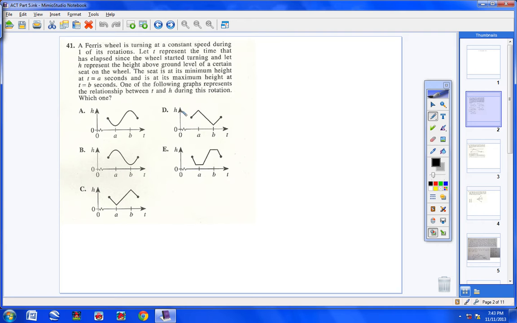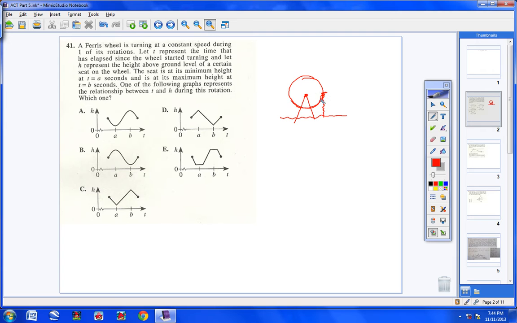Which one? Now, first of all, let's go ahead and do a couple of things. Let's understand that if you're on a Ferris wheel and you're in the seat right here, if it's turning, let's say the ground level is right here. And let's say you're 20 feet off the ground. As the seconds go by, 1 second later you're here, 1 second later you're here, then here, then here. Do you see how the height is always changing?